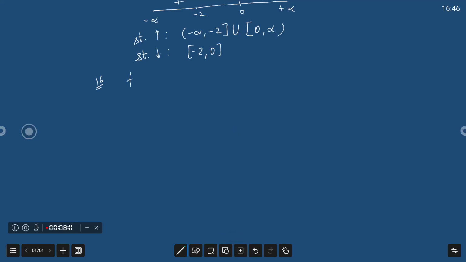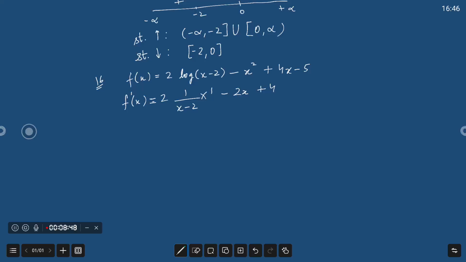So I'll just write the function f(x) equals 2 log of (x minus 2) minus x square plus 4x minus 5. Now don't be scared if there is a word log here. It's fine. So let's first find the derivative of this. 2 is a constant. So as it is, derivative of log is 1 upon x minus 2 into derivative of x minus 2, which is 1, minus 2x plus 4. So this is the derivative. You can write it as 2 upon x minus 2 minus 2x plus 4.